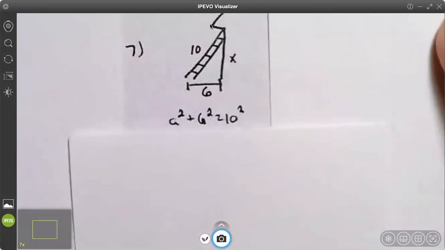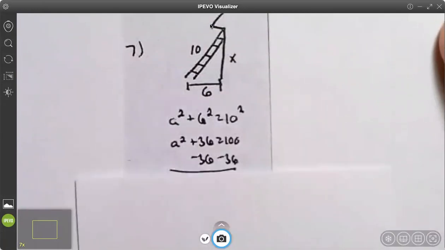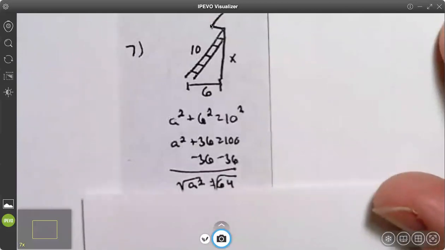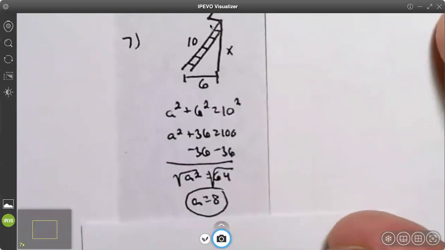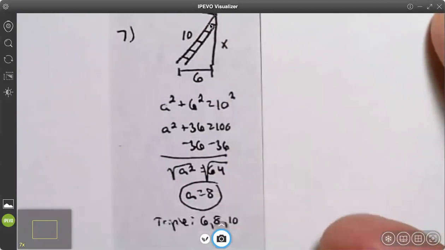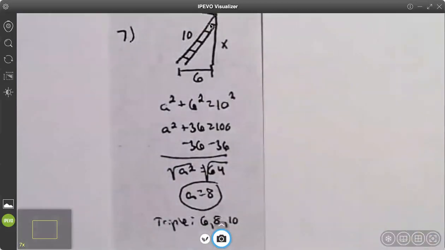Okay, if you use the Pythagorean theorem, 6 is one of your legs, 10 is your hypotenuse. Square them, subtract 36 from both sides, take the square root of both sides, you get 8. I say if you use the Pythagorean theorem because 6, 8, 10 is a Pythagorean triple. 3, 4, 5 all times 2 is 6, 8, 10.